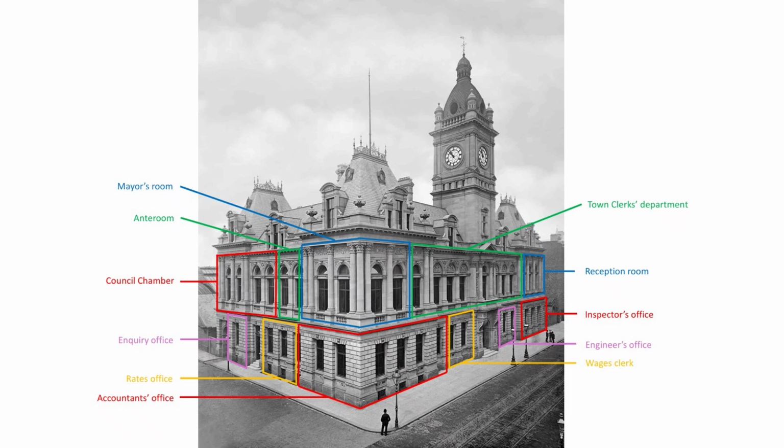We can see that the mayor's room overlooked Fawcett Street. Behind that was an anteroom leading into the council chamber. And another principal room at the opposite end was the reception room.